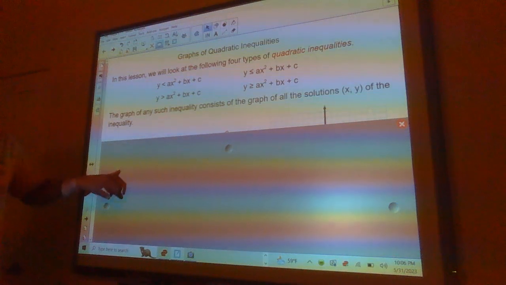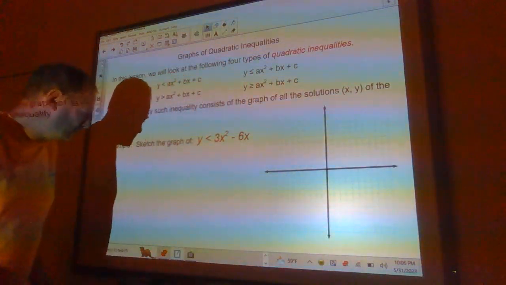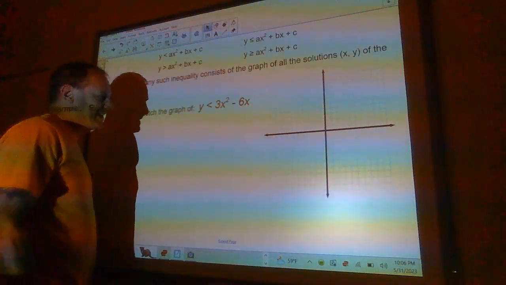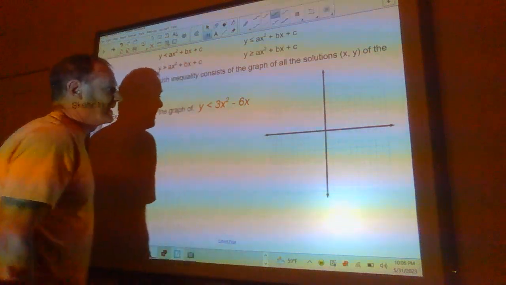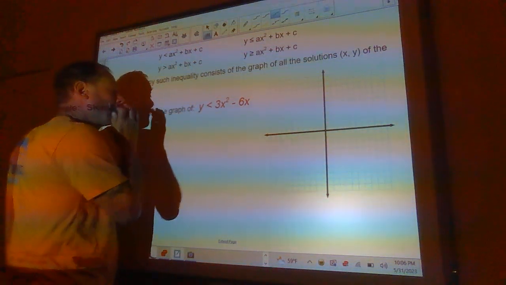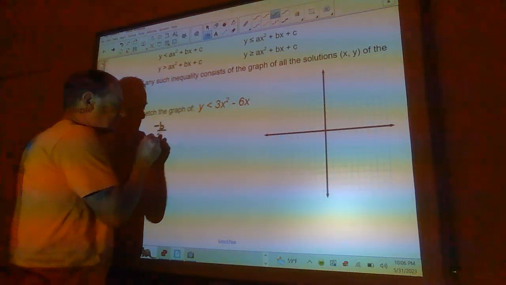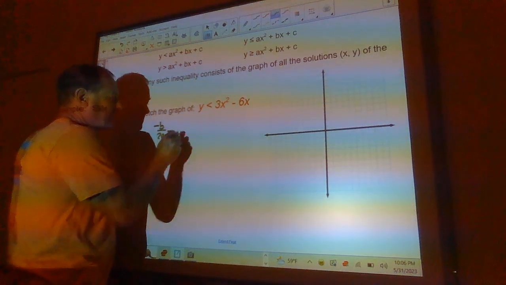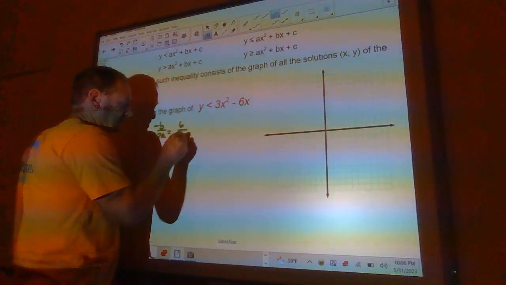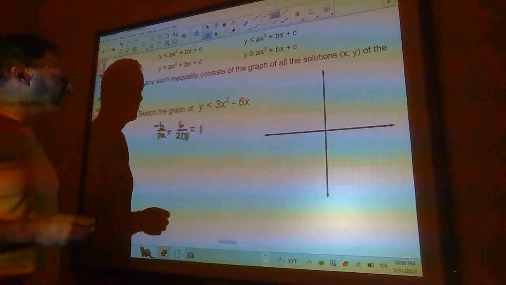So you're going to be shading areas, okay? So let's look at this one here. Sketch the graph of y is less than 3x squared minus 6x. Okay, so first thing we're going to do is find the axis of symmetry. It's going to be negative b over 2a. So it's going to be 6 over 2 times 3, which is going to come out to be 1. So my axis of symmetry is going to be at 1.